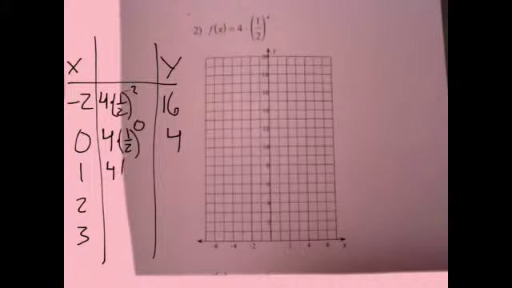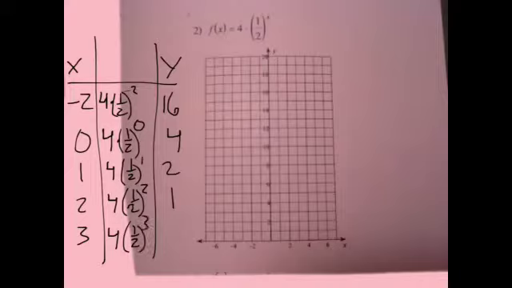And you have to do 4 times 1/2 to the first power. Well, 1/2 to the first power is just 1/2. Half of 4 is 2. Let's do 4 times 1/2 to the second power. 1/2 to the second power is 1/4, and 4 times that is just 1. And hopefully you'll notice that if you do it to the third power, it's just half of the previous one. And that's going to give me just 1/2.